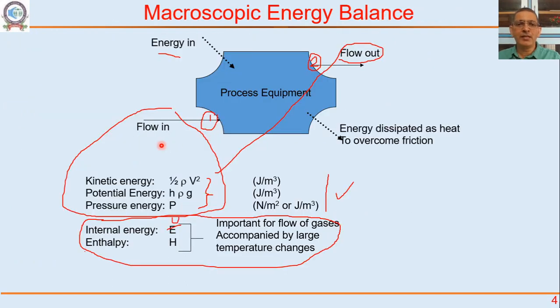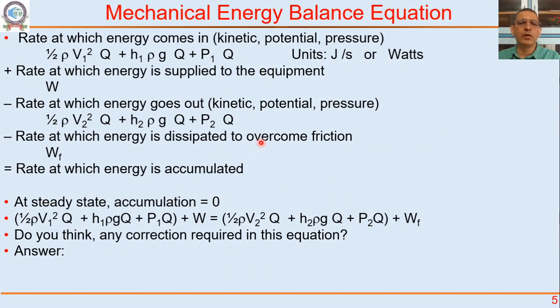Now energy is required to overcome friction within this equipment. We will slowly see what that friction is and how to calculate it. But right now some energy is lost to overcome friction. So that, let's say, we write as WF. And so in minus out minus lost would be equal to the rate at which energy is accumulated within the system. And if we are talking about steady state, then the rate of accumulation would be 0. So our equation would now be half rho v1 square multiplied by Q.